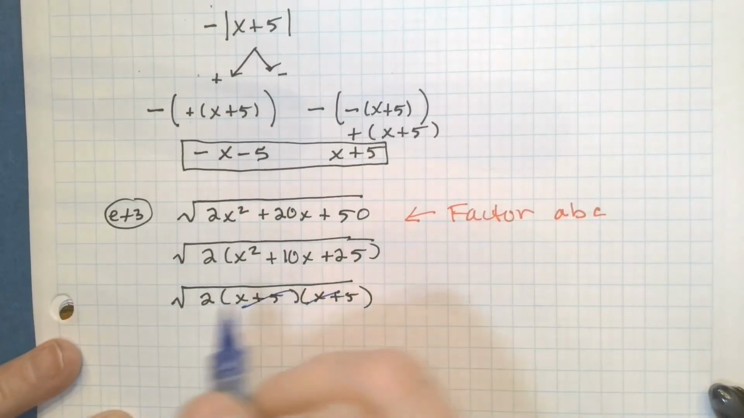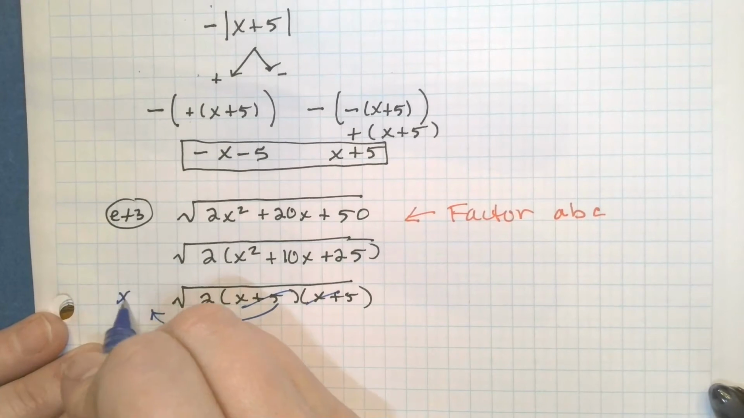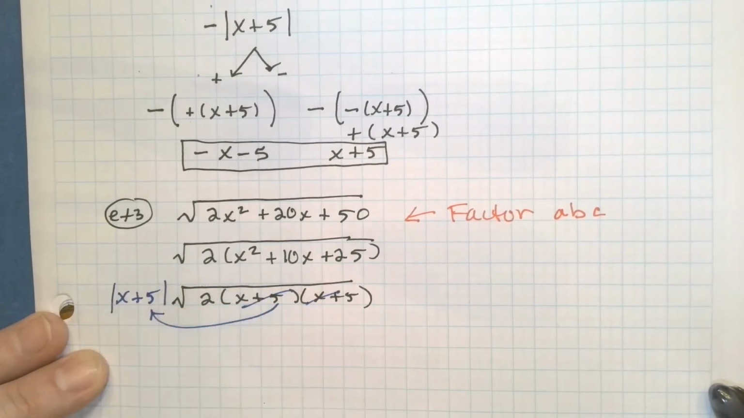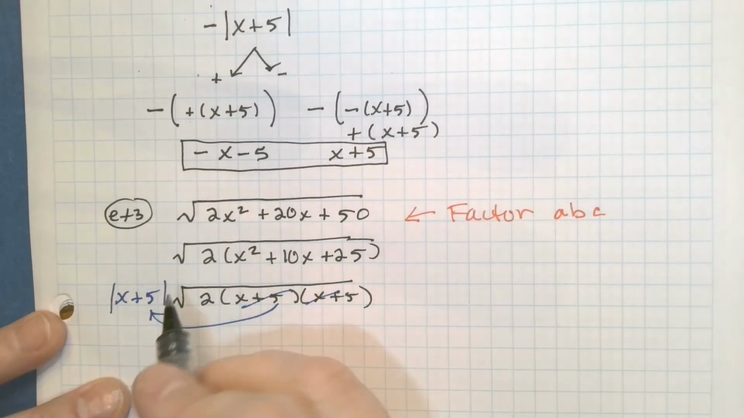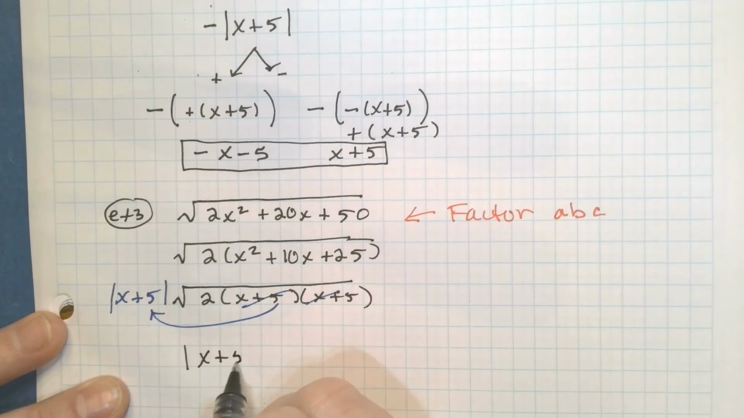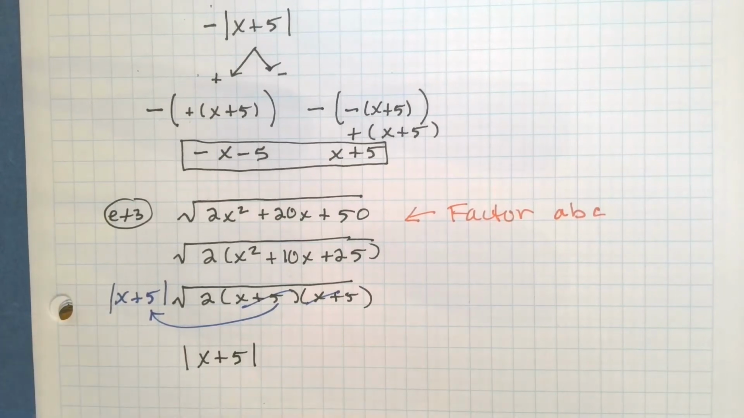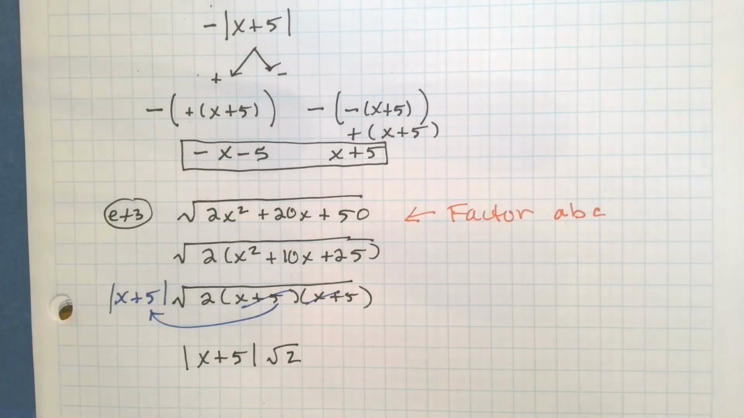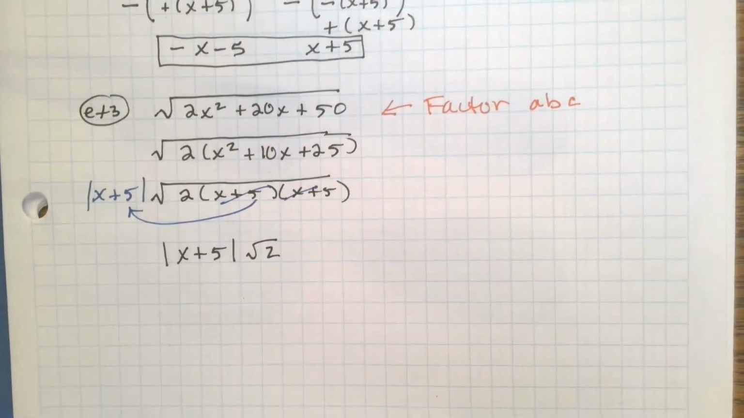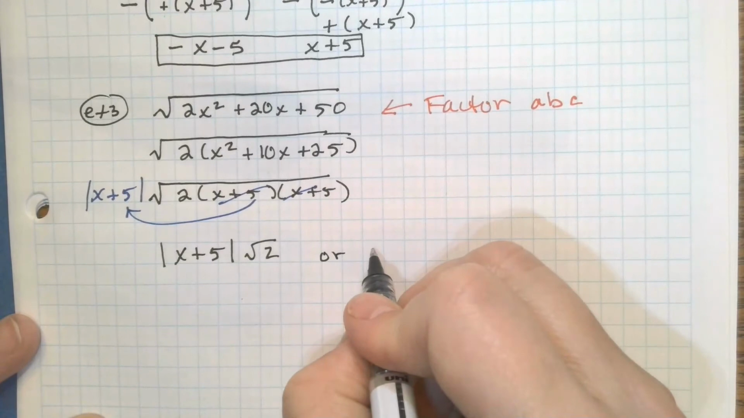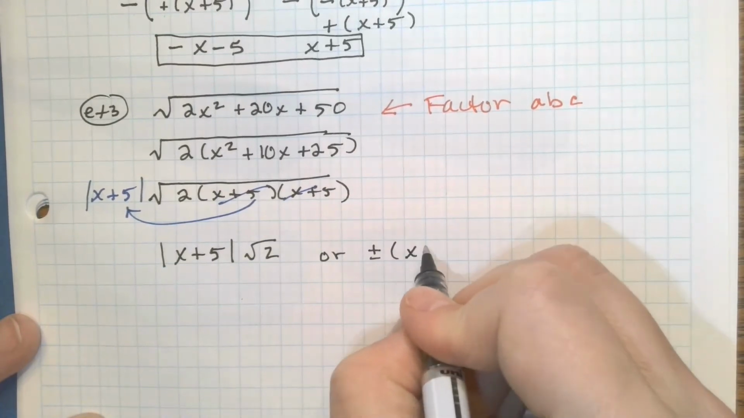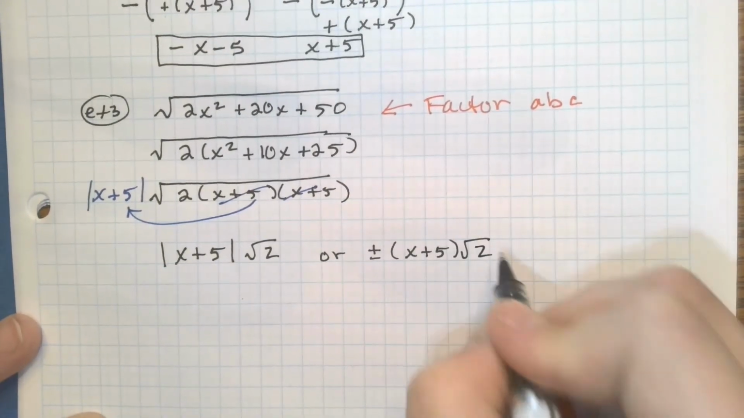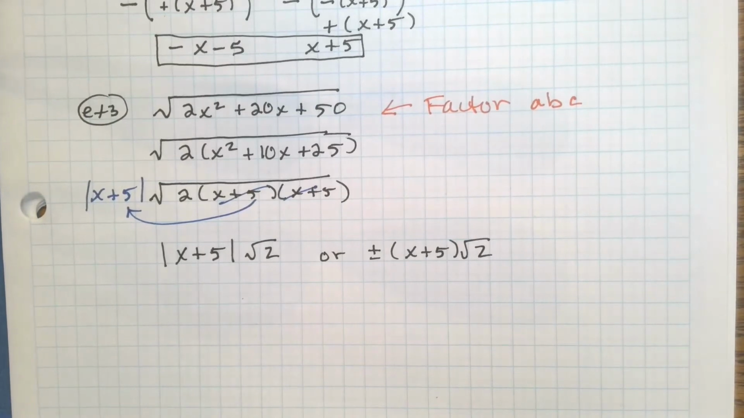2 x plus 5s, 1 comes out to the front. It gets absolute value bars. So we get the absolute value of x plus 5, and all that's left in the radical is the 2, square root 2. And again, you can use the bars, or you can do a plus and minus with parentheses. It means the same thing.